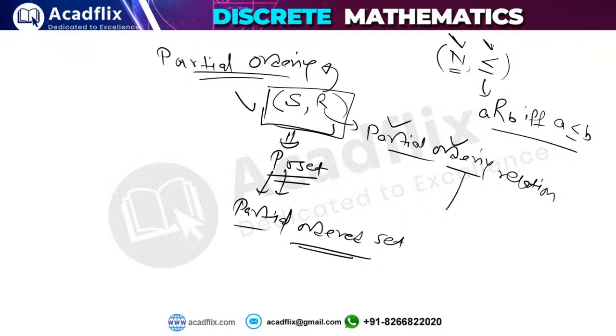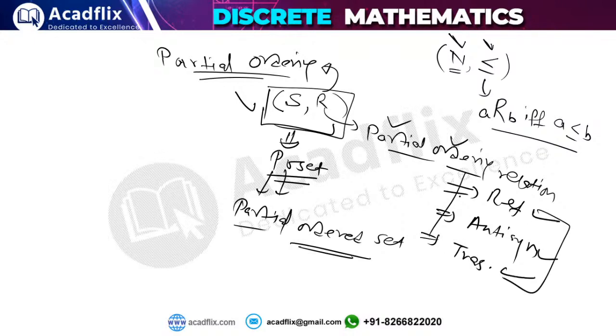You already know what is partial ordering relation: a relation which is reflexive, antisymmetric and transitive. These three properties must be satisfied, then we will say that our relation is a partial order relation. So this is the complete theory that we have seen so far. This less than equal to relation is known as partial ordering relation, and this base set with this relation is known as POSET.